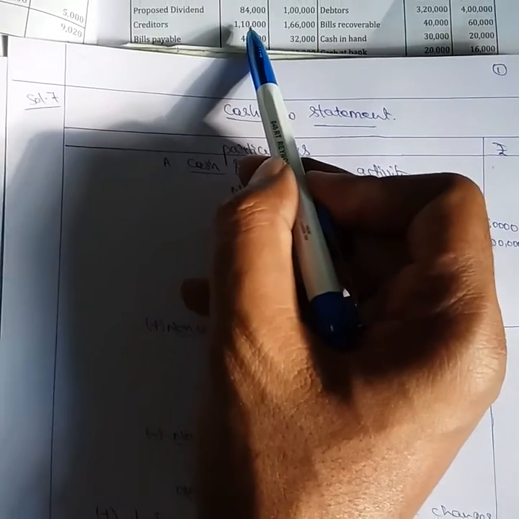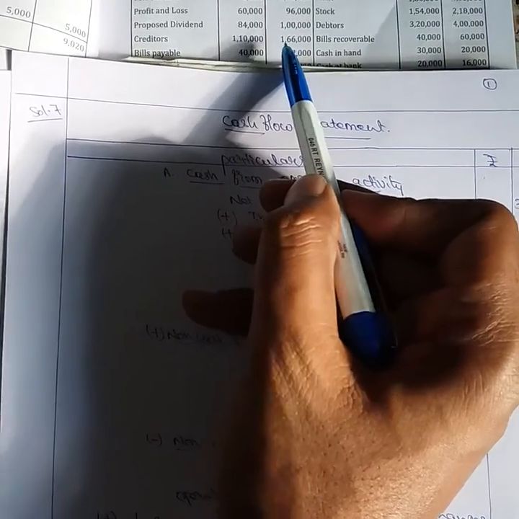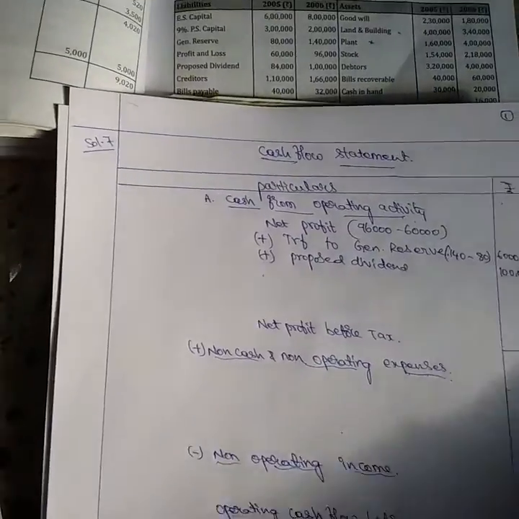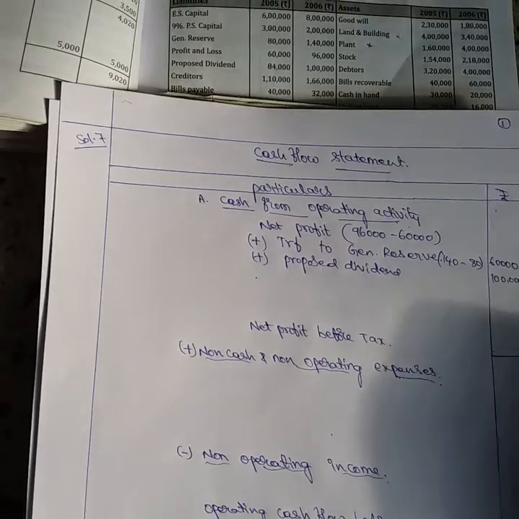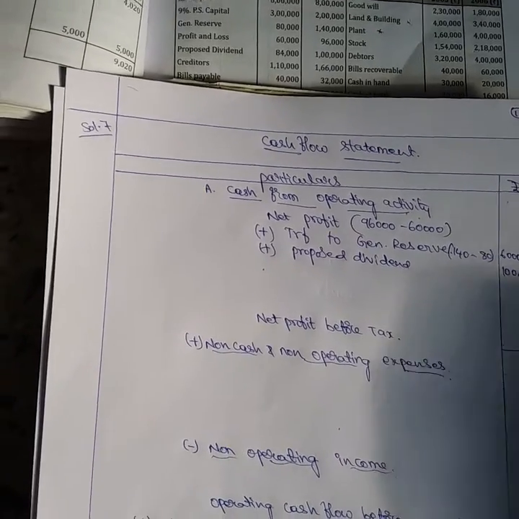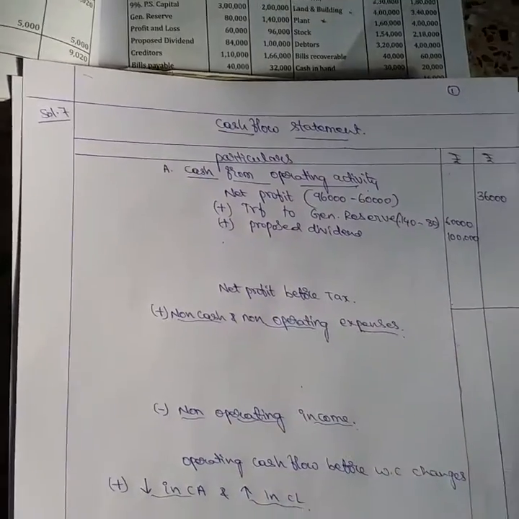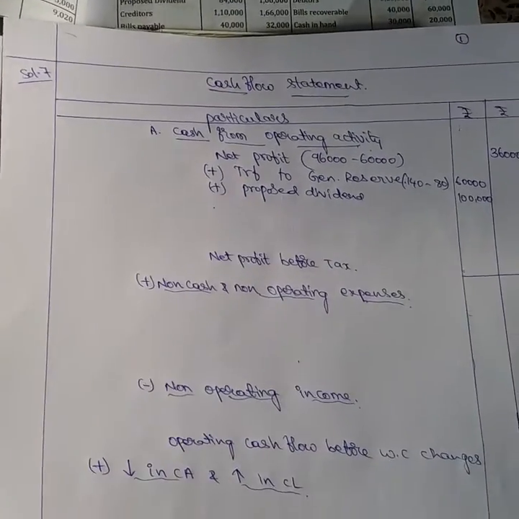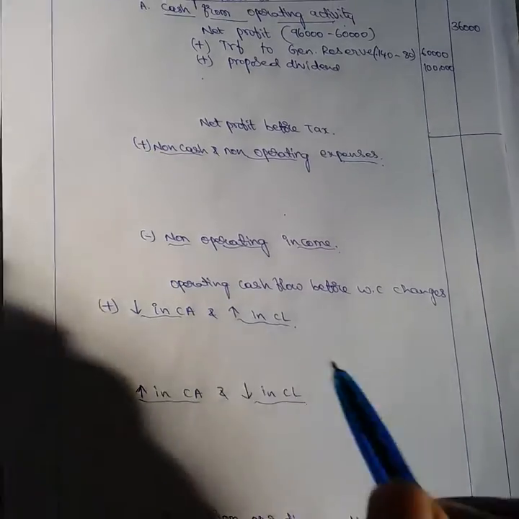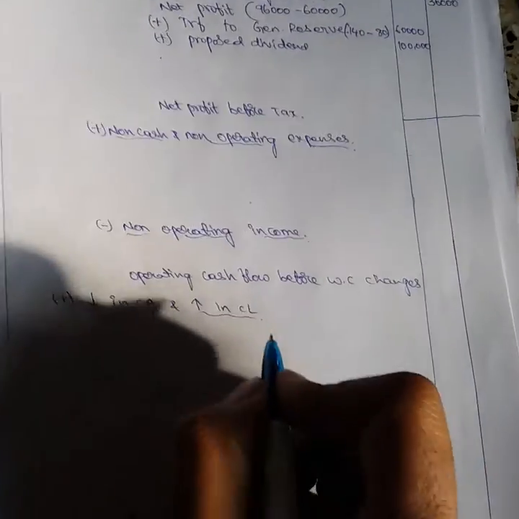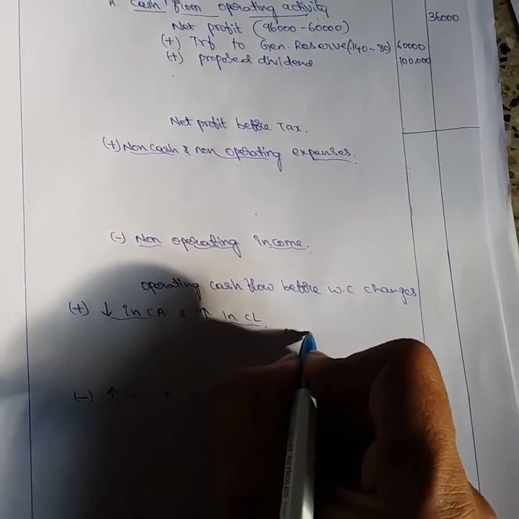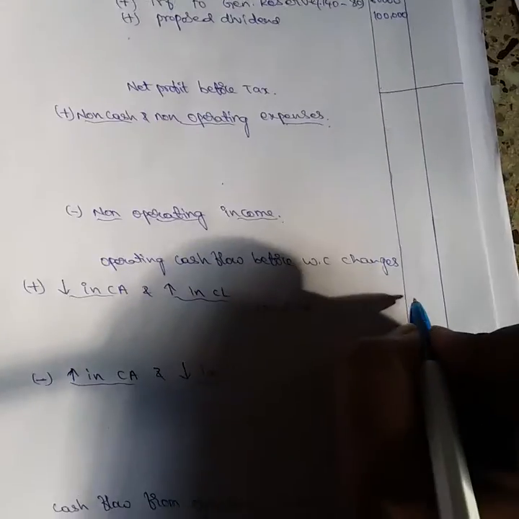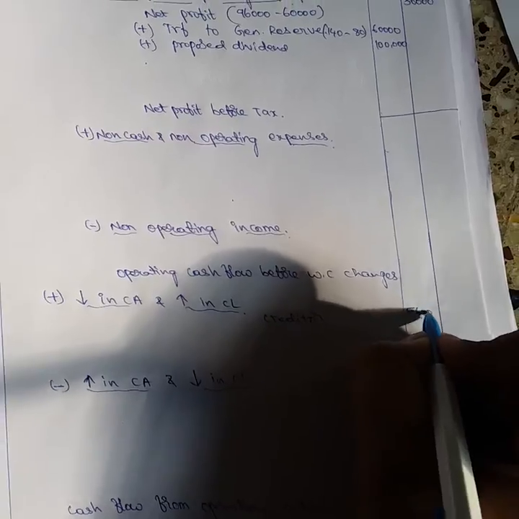Next, creditors 1,10,000 has become 1,66,000. So 1,66,000 minus 1,10,000, so 56,000. There is increase of creditors to the extent of 56,000. Increase in liability should be added. Creditors increased by 56,000.